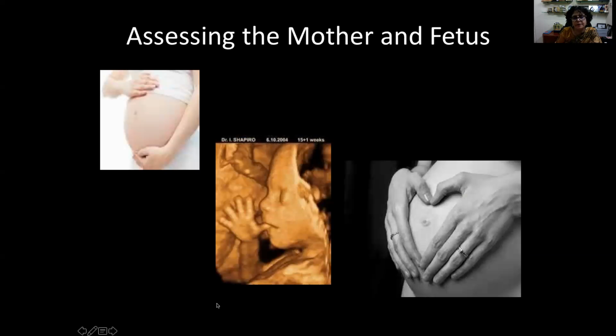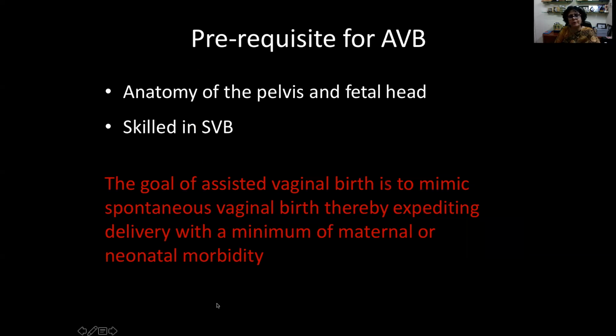Assessing the mother and fetus is very, very important. Prerequisites for the assisted vaginal birth are: number one, anatomy of the pelvis and the fetal head, and one should be very, very skilled in doing this.